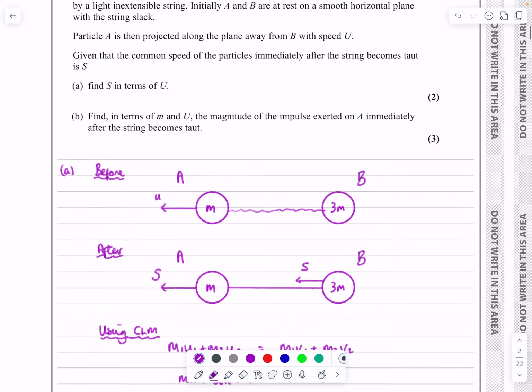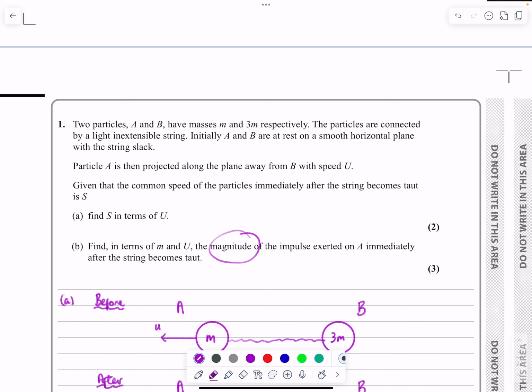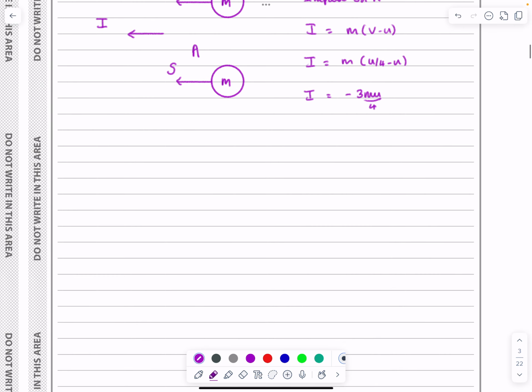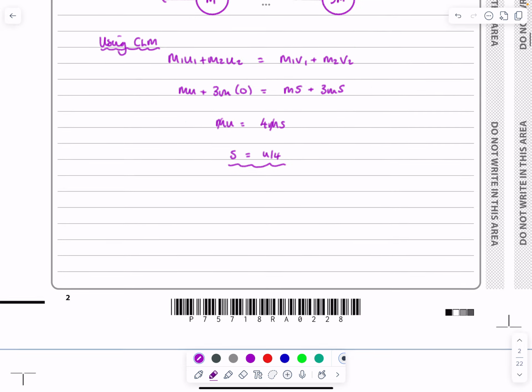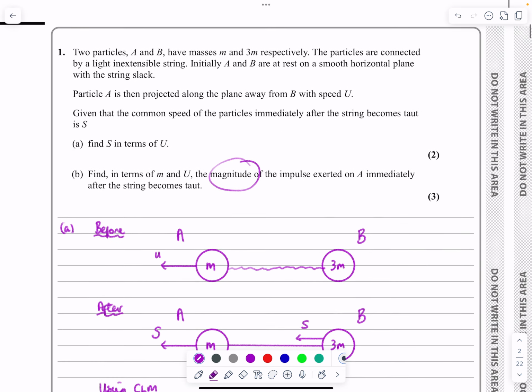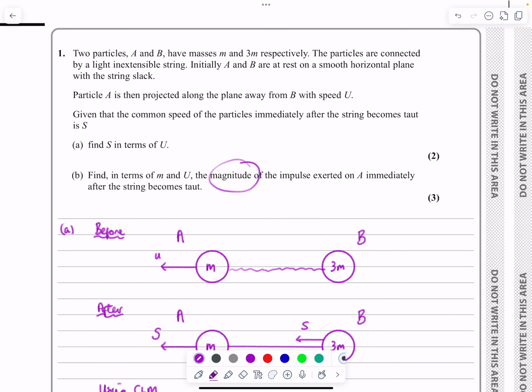And if we look at the question, it'll always say the magnitude. So it doesn't matter whether I worked out to be a negative or positive. The magnitude of it then is 3mu over 4 for the impulse. So relatively straightforward first question, as we would hope. Hopefully that all makes sense to everybody.